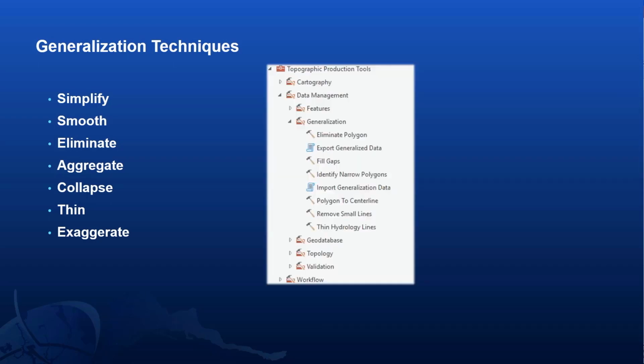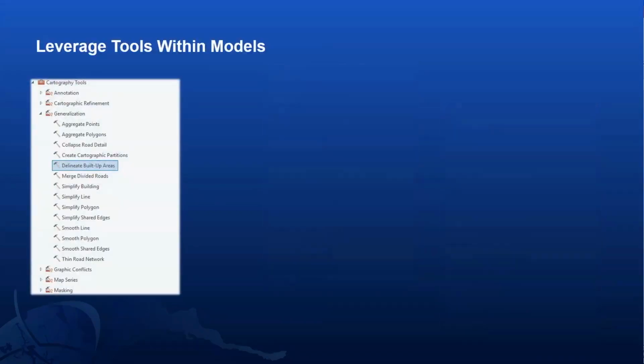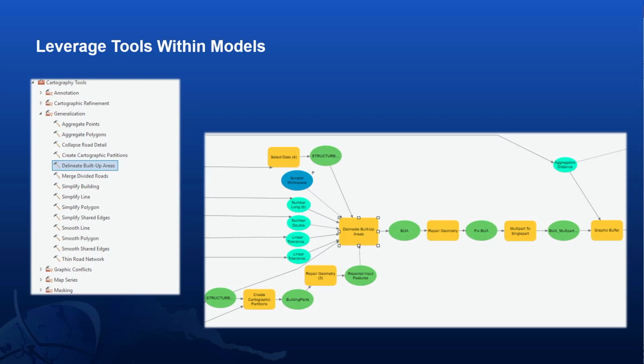And so how do we do that? Well, we've got a bunch of geoprocessing tools in the box, both the Topographic Production Tools toolbox and the Cartography Tools toolbox. So you can imagine you don't really want to be running these tools over and over again manually. So how do we do this? Well, we leverage them within models. So for example, we have the Delineate Built Up Areas tool. We use that within a model, doing some processing before and after to get the best results.